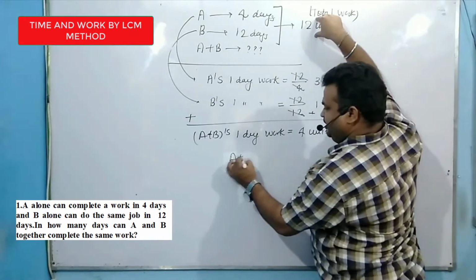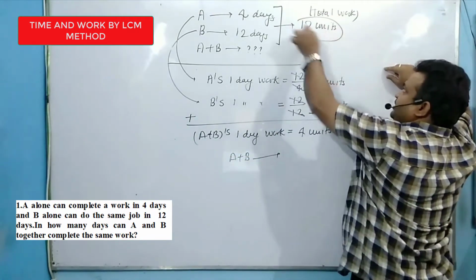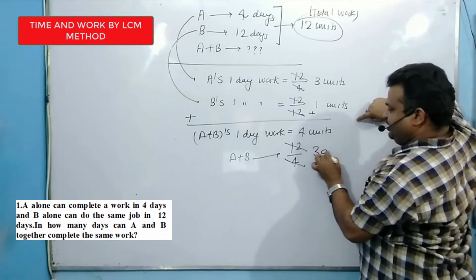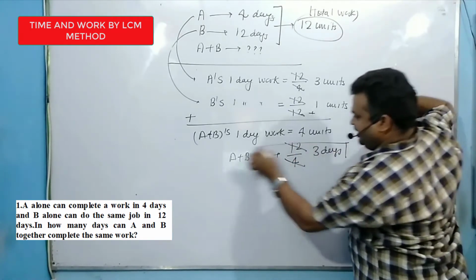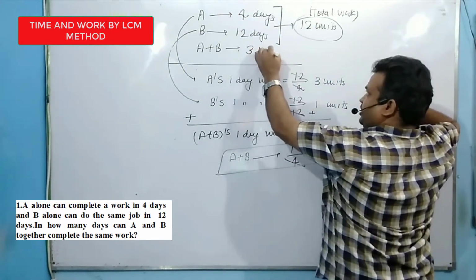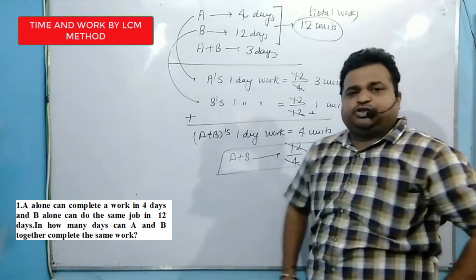So A and B complete the whole work. This is total work, divided by this 4 units. So A and B take 3 days to complete the job, and this is my answer. 3 days to complete the job. Okay, so this is one question.